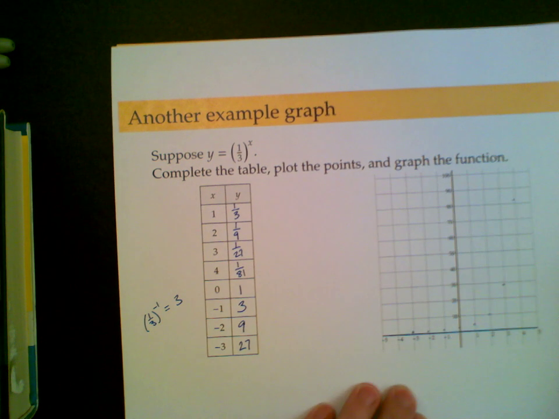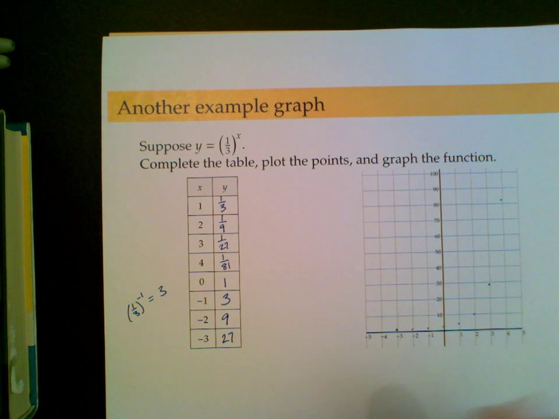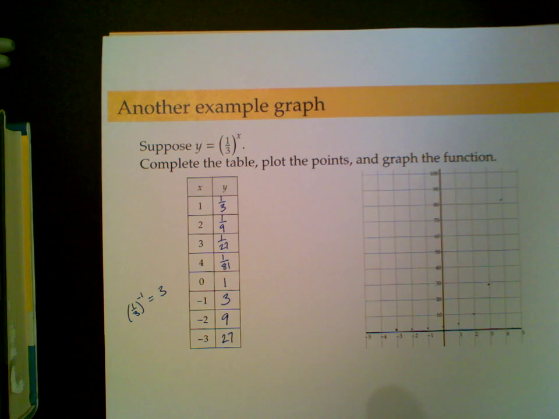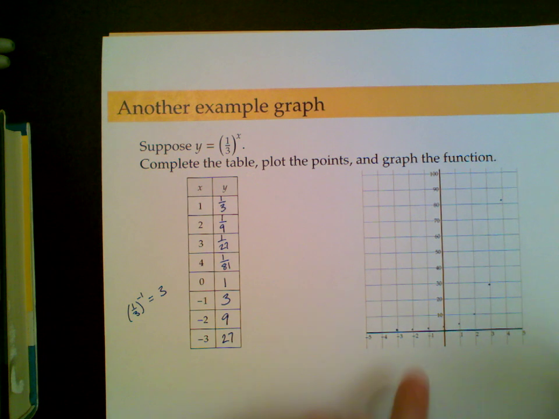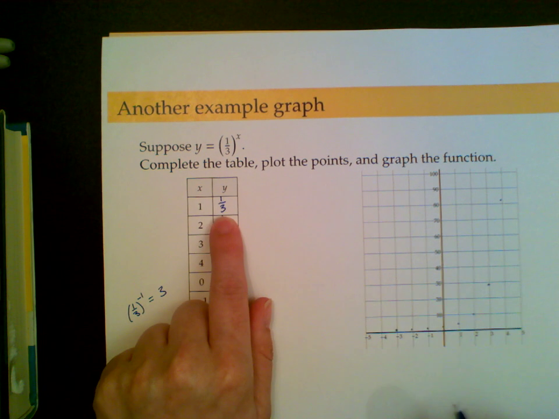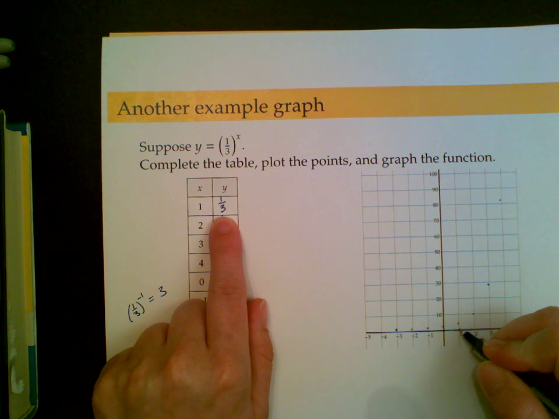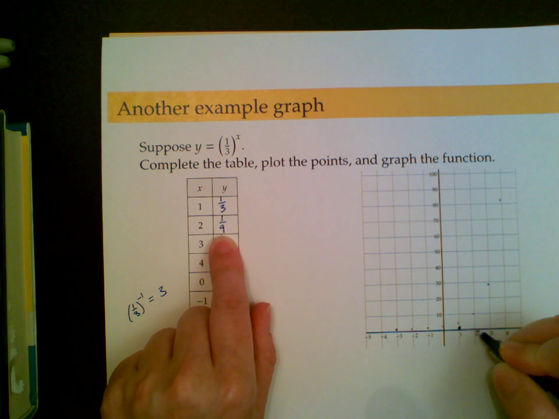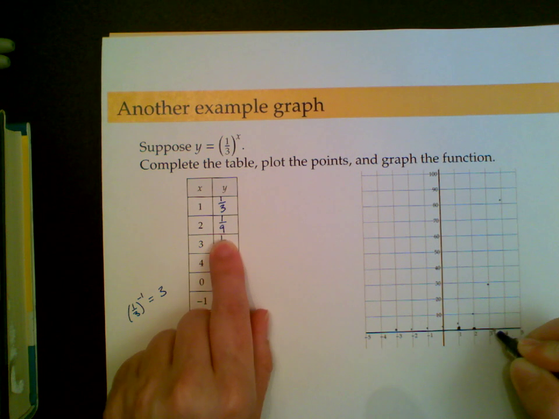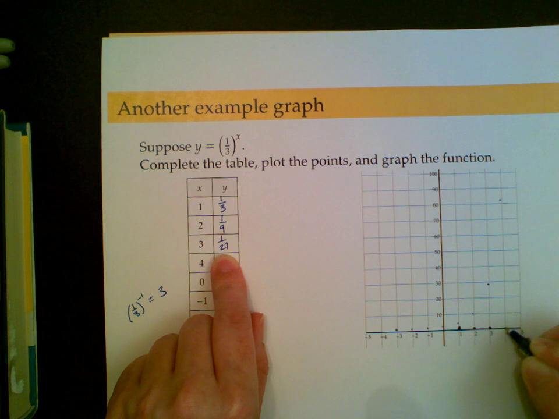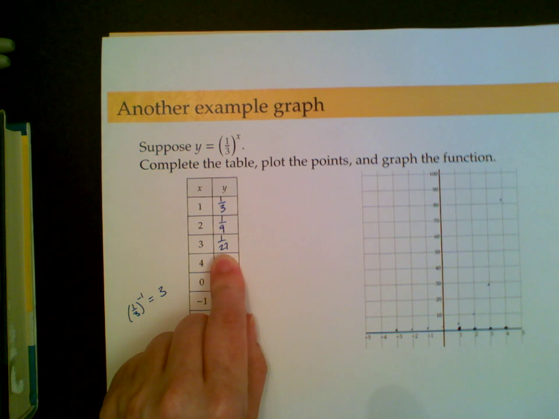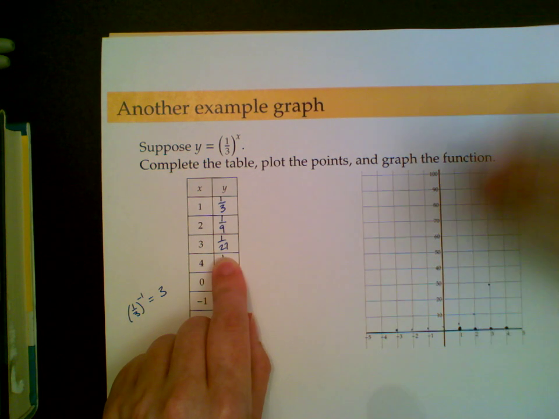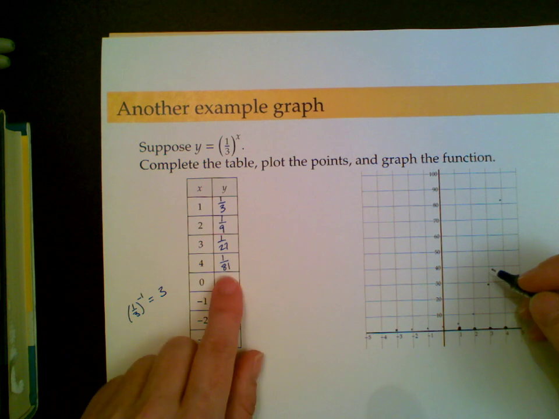Oh, my pen bled through, so ignore those dots. I'll change colors if I had one handy, but I don't. So when x is 1, y is 1/3. When x is 2, y is 1/9. When x is 3, y is 1/27. Here it's really hard to distinguish that amount when your graph is this scaled from the x-axis.